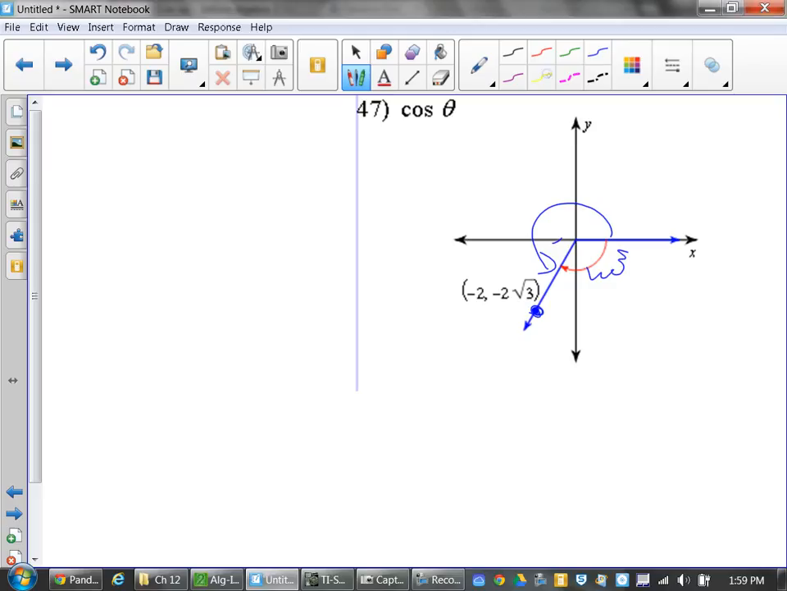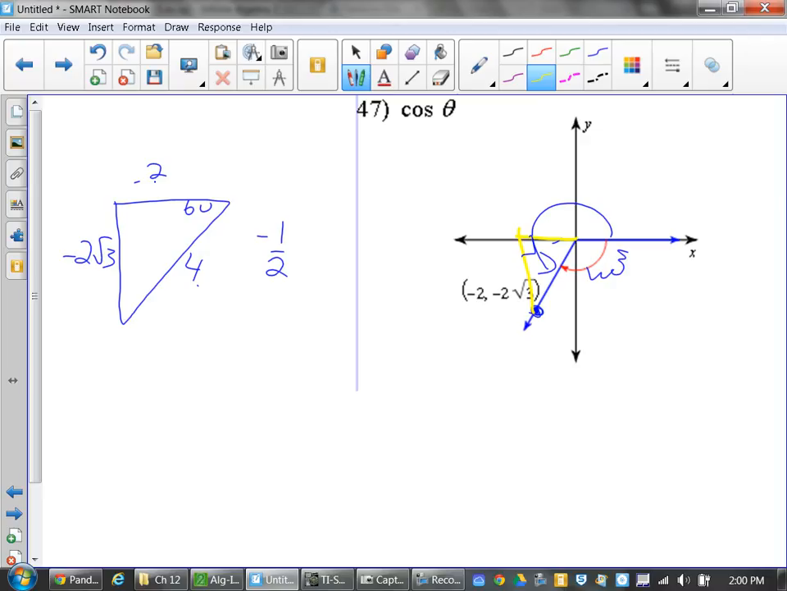The point moved over -2 and went down -2√3 when you create the right triangle. So you've got two sides of a right triangle, -2 and -2√3, which means what's your hypotenuse? 4. Very good. It's a 30, 60, 90. Oh, look at that. It's a 60-degree reference angle. And you're trying to find the cosine value at that 60-degree, which is your adjacent over hypotenuse.